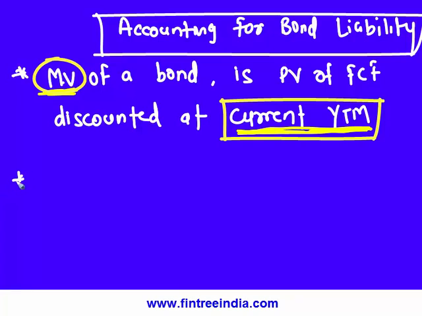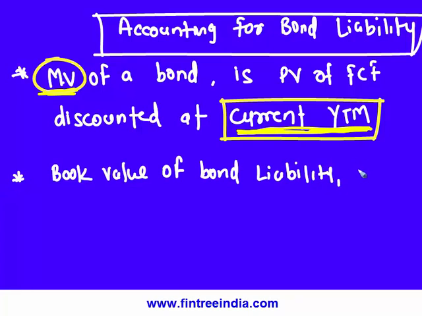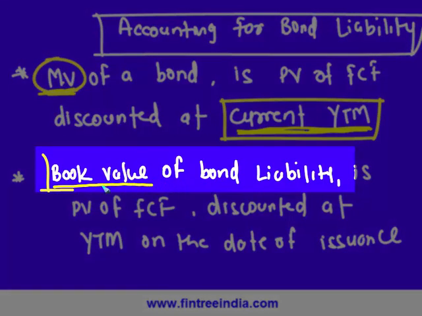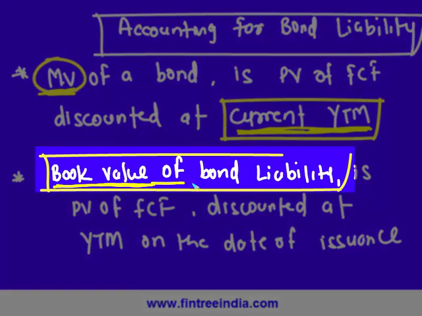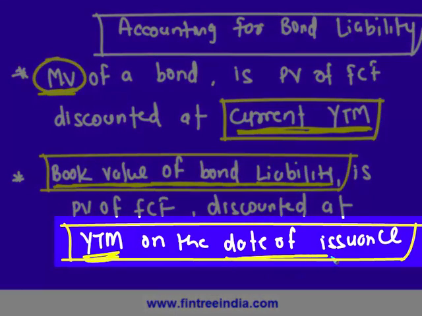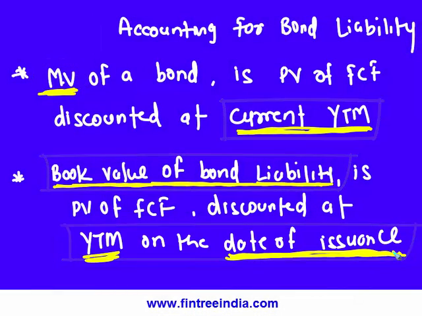Let's write the next sentence. Book value of bond liability is present value of future cash flow discounted at YTM on the date of issuance. So in this sentence, we will underline the word book value. In fact, maybe the whole part, book value of bond liability. And then we will underline YTM on the date of issuance. Let's do a numerical to understand what is the difference between these 2 sentences.